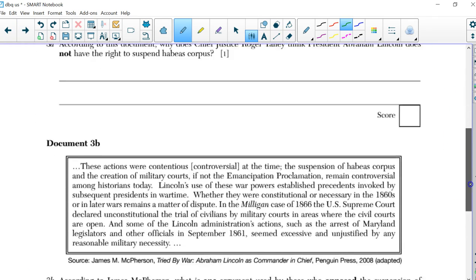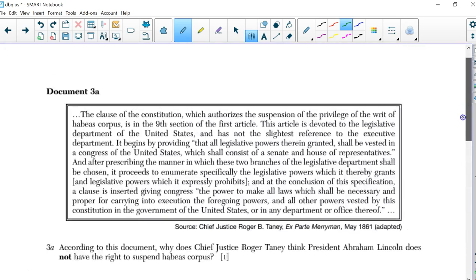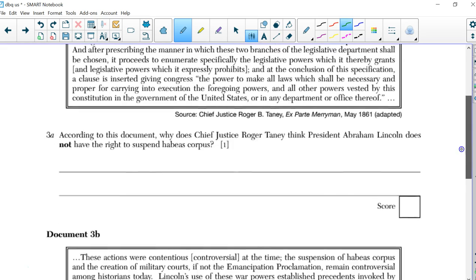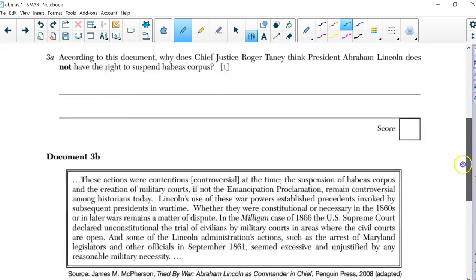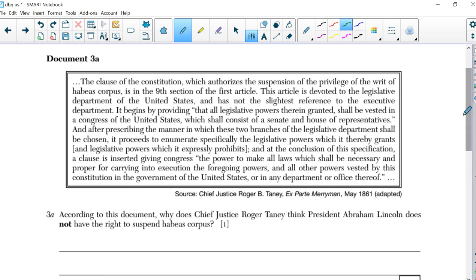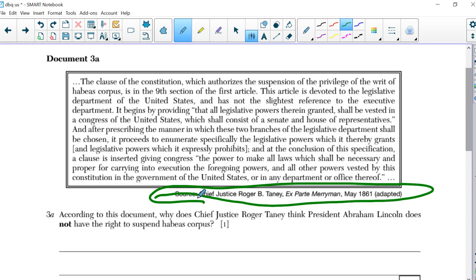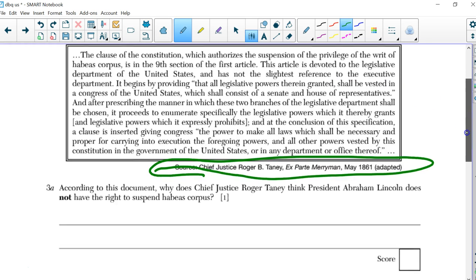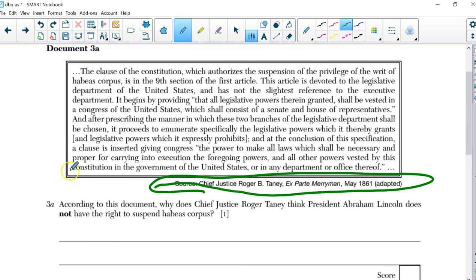3 is just a blurb of text. 3A and 3B, blurb of text. Now, because they have these split up with a question after each, let's treat them as separate documents, even though they're listed 3A and 3B. Okay? Looks like we're still on Abraham Lincoln. So let's circle our source. Chief Justice Roger B. Taney, ex parte Merryman, May 1861. Okay? The question that we're going to answer just with this blurb of text right here is, according to this document, why does Chief Justice Roger Taney think President Abraham Lincoln does not have the right to suspend habeas corpus?